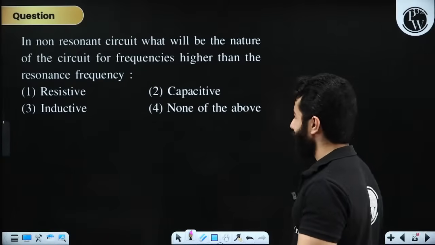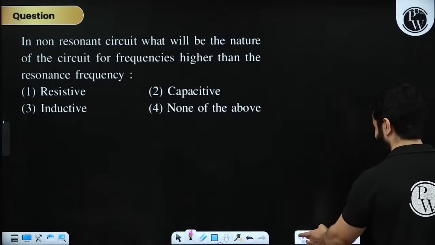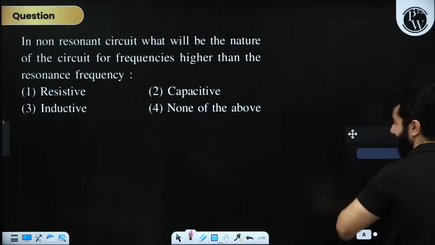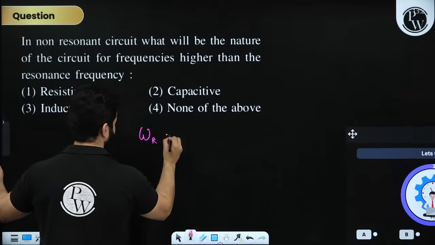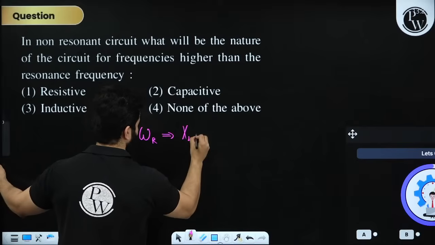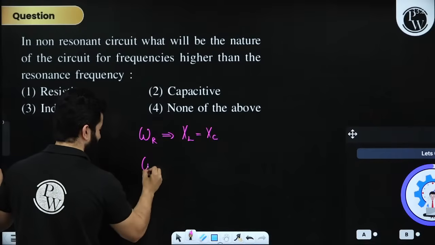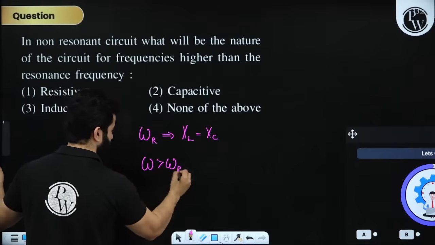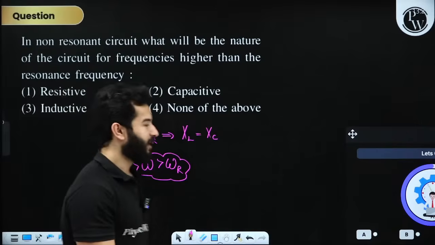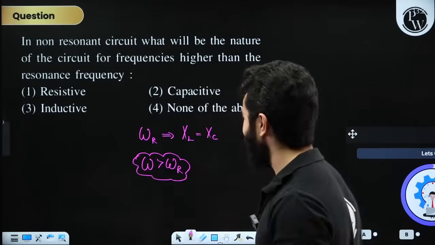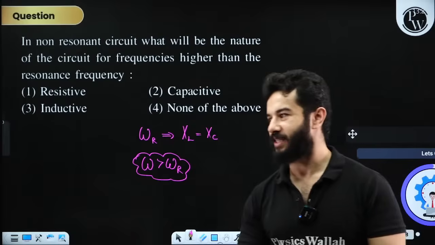In a non-resonant circuit, what will be the nature of circuit for frequencies higher than the resonance frequencies? Higher than the resonance frequencies. Kindly remember that at resonance frequency, XL is equal to XC. So if omega is greater than resonance frequency, then what will happen? Whether XL will be greater than XC or XC will be greater than XL or none of the above. What's going to be the case?